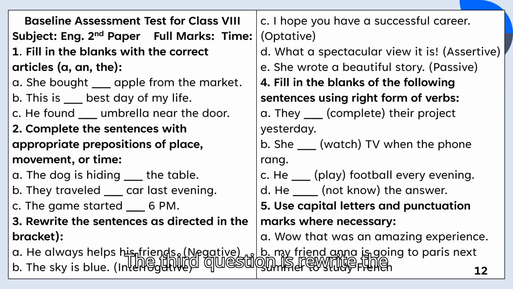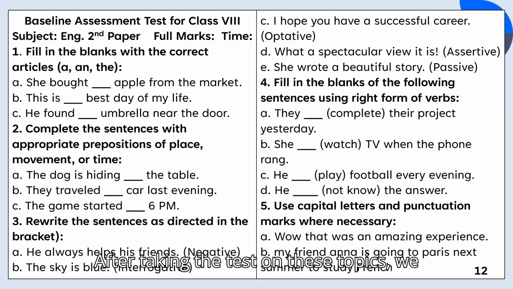The third question is rewrite the sentences as directed in the bracket. Number 4 question is fill in the blanks of the following sentences using right form of verbs. Number 5 question is use capital letters and punctuation marks when necessary.